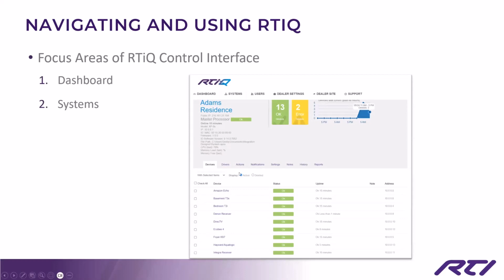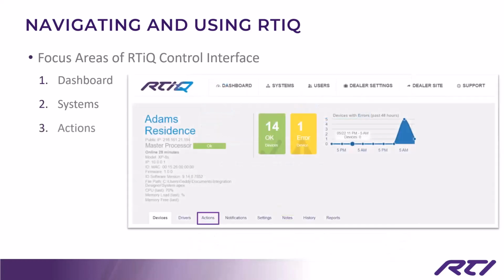And we've broken it down by specific tabs at the bottom of this gray informational box. So for example, the devices tab being the first one is going to show all of the different RTI control devices and manually configured third-party devices that RTiQ is monitoring on that specific system with the status, uptime, note, and IP address. And if we wanted to get specific details on it, we would just click on that specific area. And I'll show that to you in just a minute.